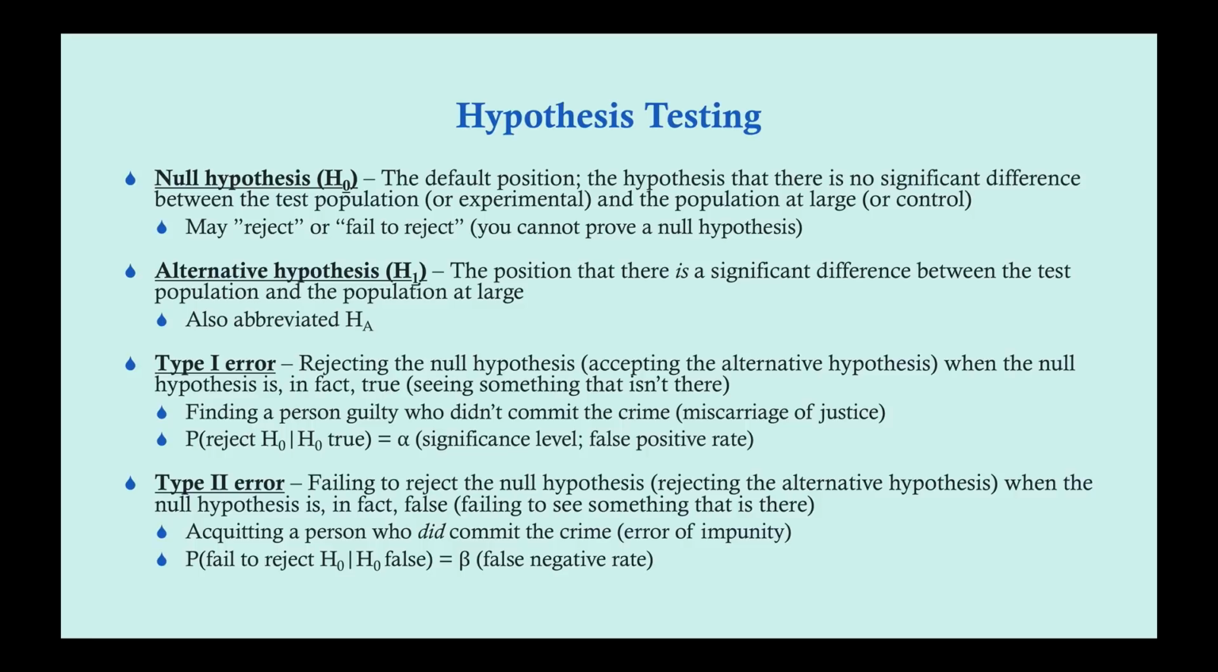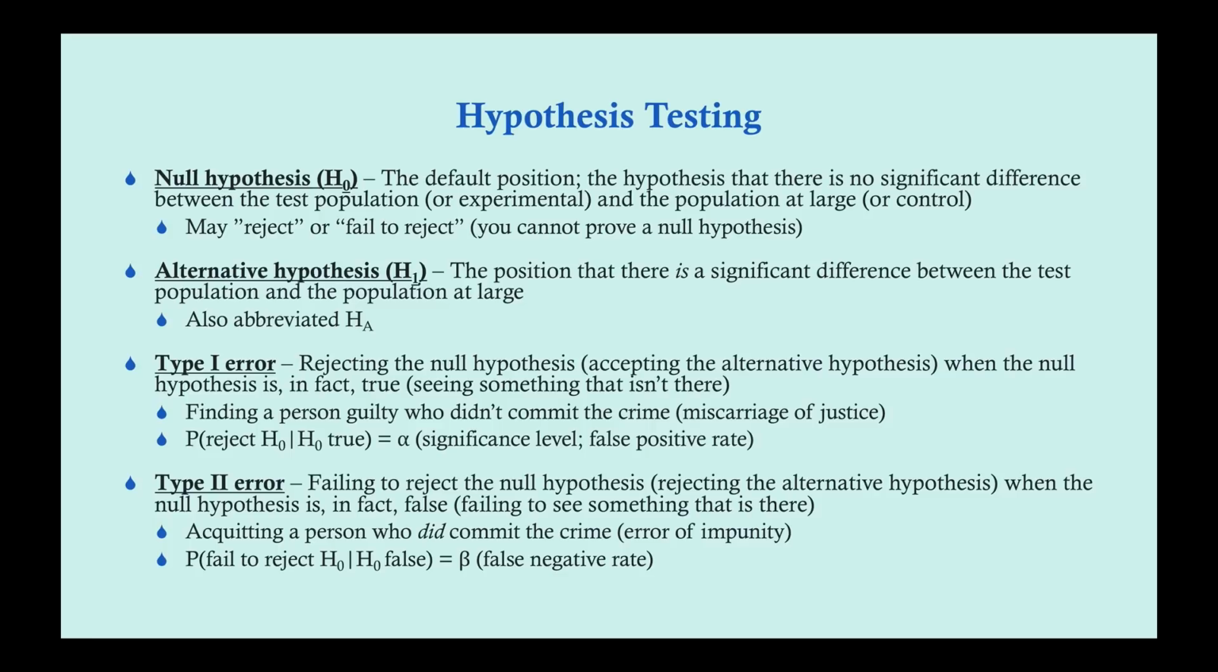The type 2 error is the exact opposite. So it's failing to reject the null hypothesis when the null hypothesis was in fact false. So don't think of failing to reject the null hypothesis as accepting the null hypothesis, but when you fail to reject the null hypothesis, basically what you're doing is that you're not seeing something. Okay, you're saying, well, there's probably nothing there. But when the null hypothesis was false, it means that something really was there. So you're failing to see something that is there.